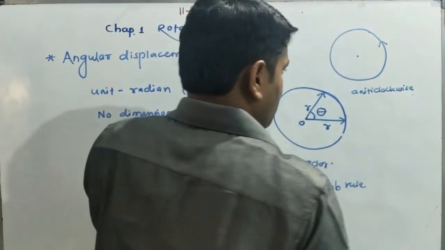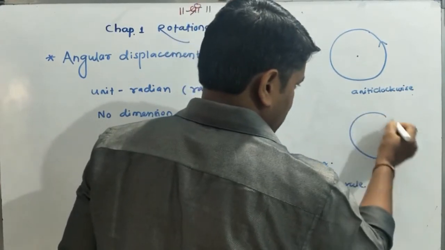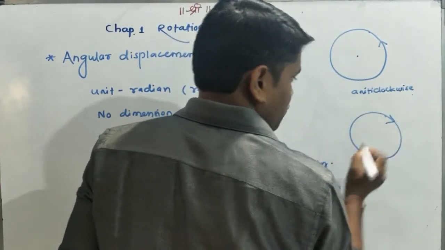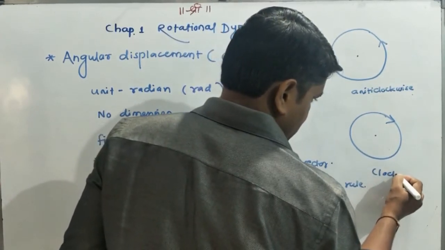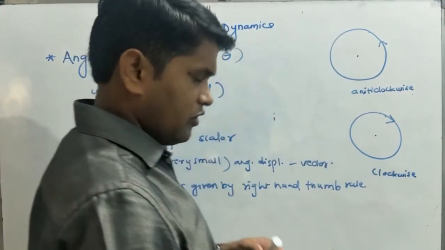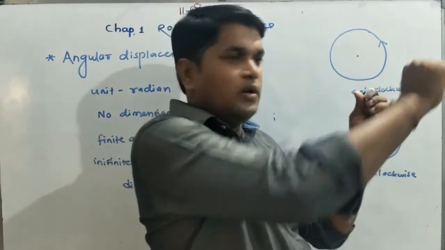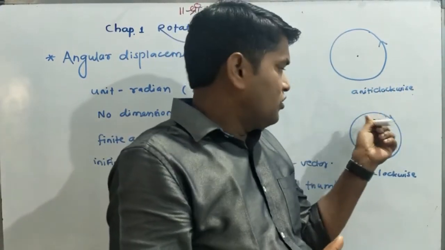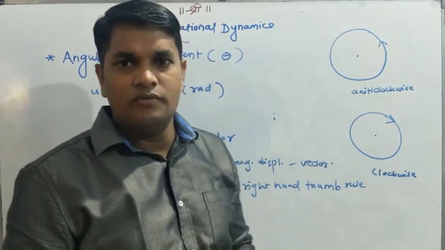Understood? And suppose we have clockwise rotation of the particle. Then the direction of angular displacement is inward, inside the board. Understood? So these are the directions of angular displacement.